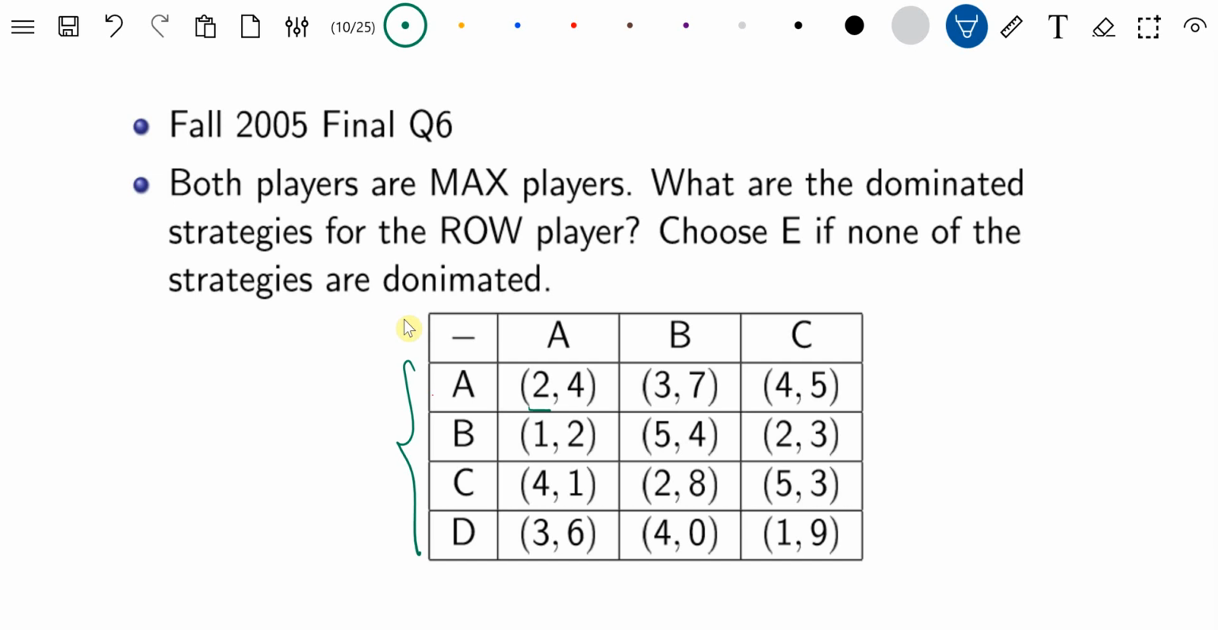So if I choose A, I'll get 2, 3, 4. If I choose B, I'll get 1, 5, and 2. So sometimes A is better, sometimes B is better. So none of them is dominated.